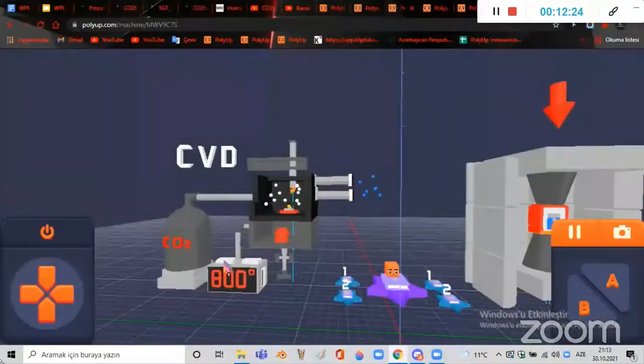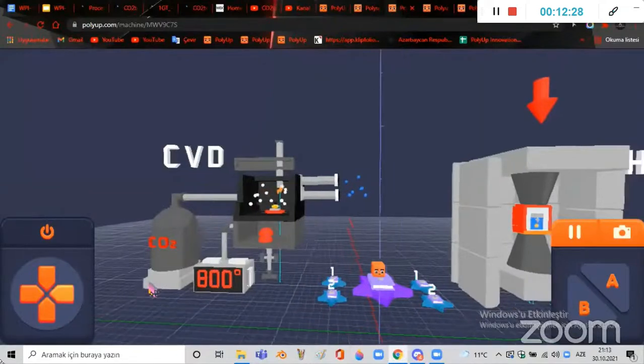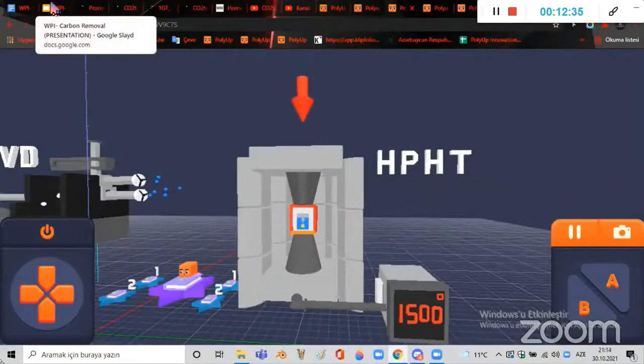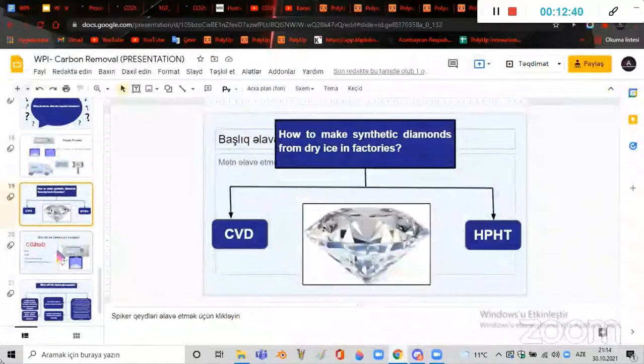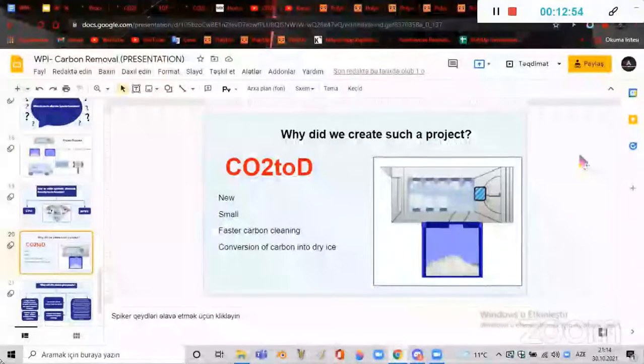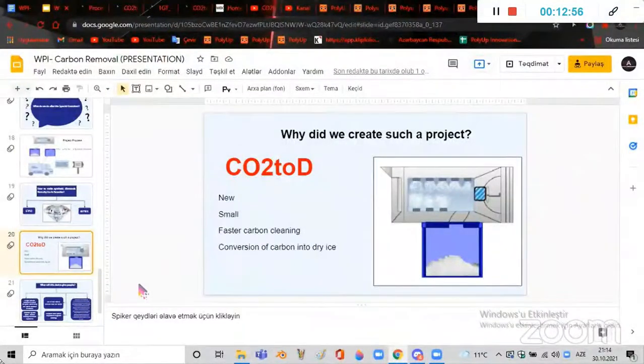Chemical vapor deposition technology, high pressure, high temperature technology. Why did we create such a project? A new small process project, faster carbon cleaning, conservation of carbon into dry ice.